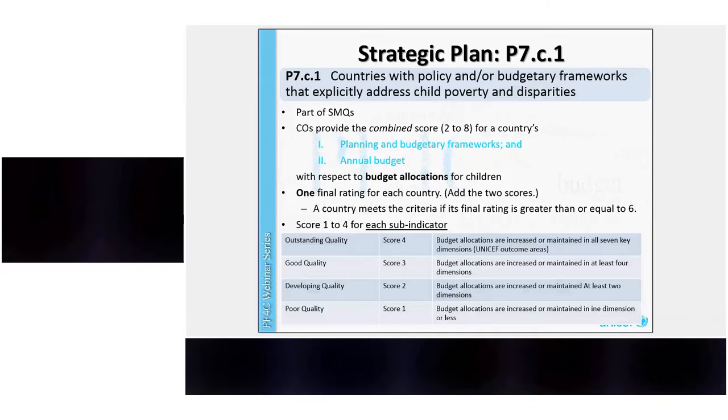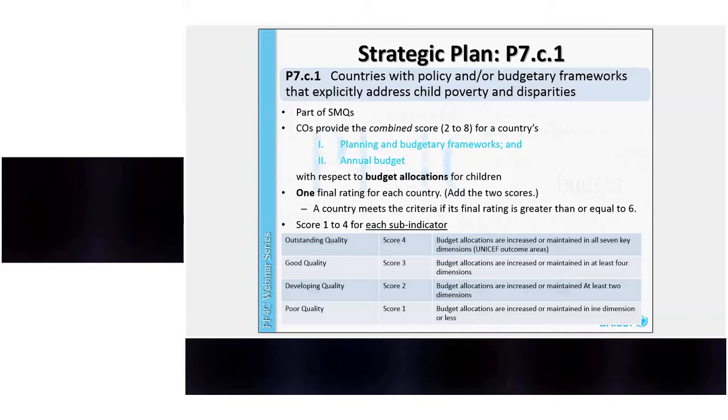So that means all the outcomes, you're seeing something really positive in the documents, and you're seeing actual real improvements in the numbers. Score 3 is the same measure, but for at least 4 outcome areas. Score 2, 2 outcome areas. And a score 1, no one gets 0 in this game, if it's not mentioned at all in the document, or if it's in 1 outcome area.